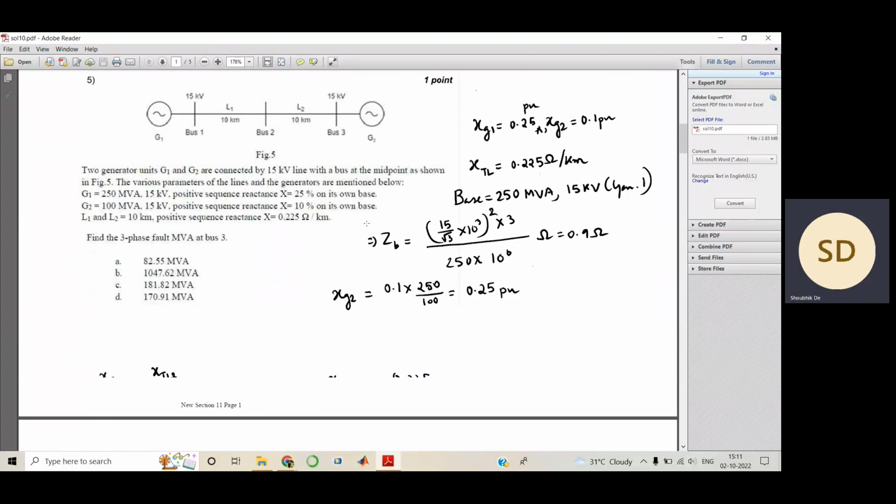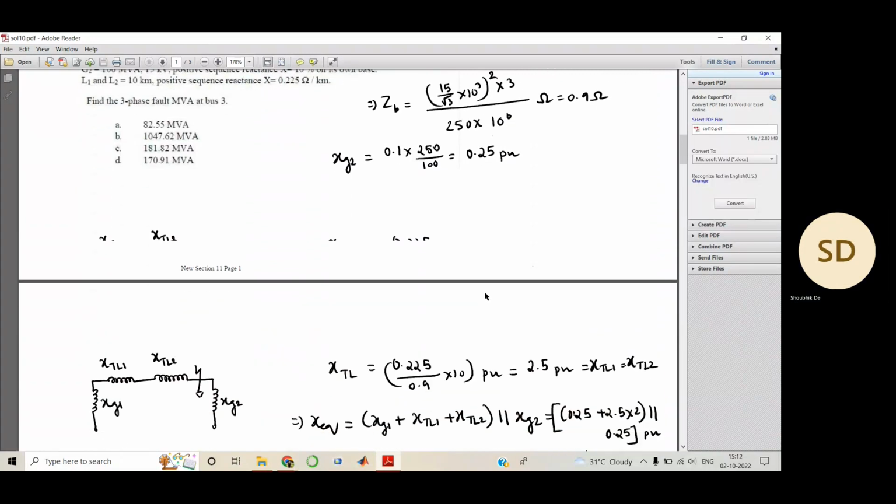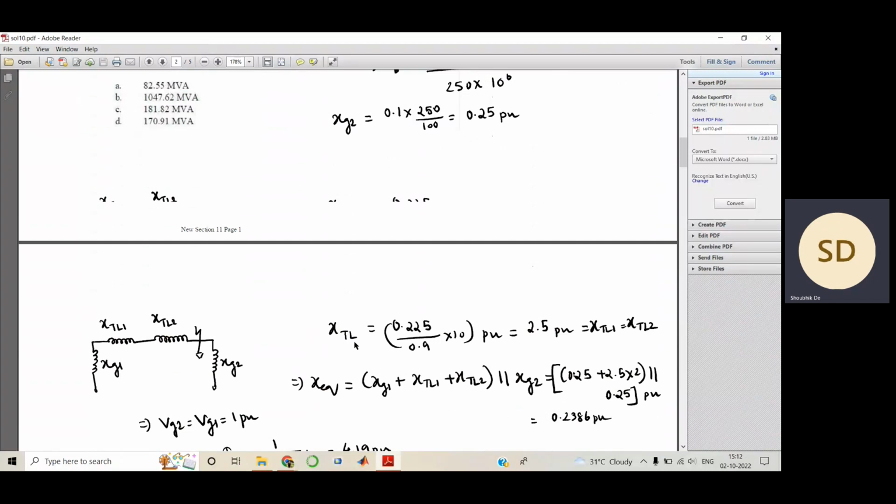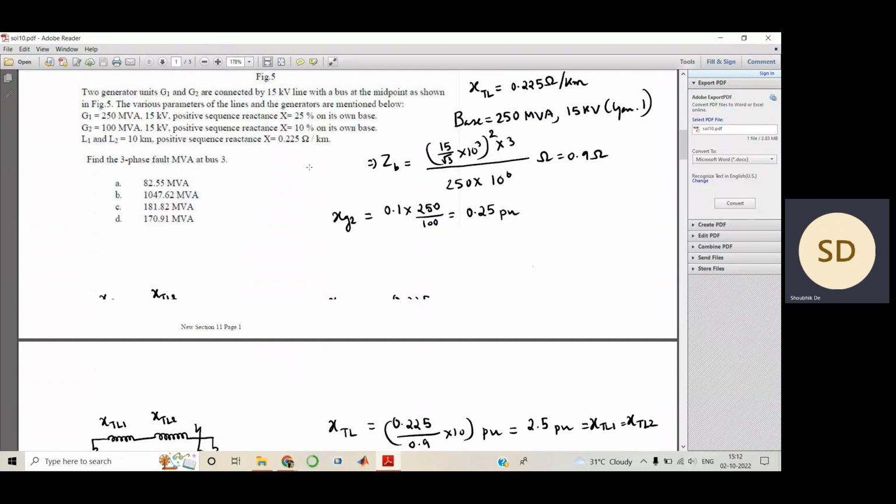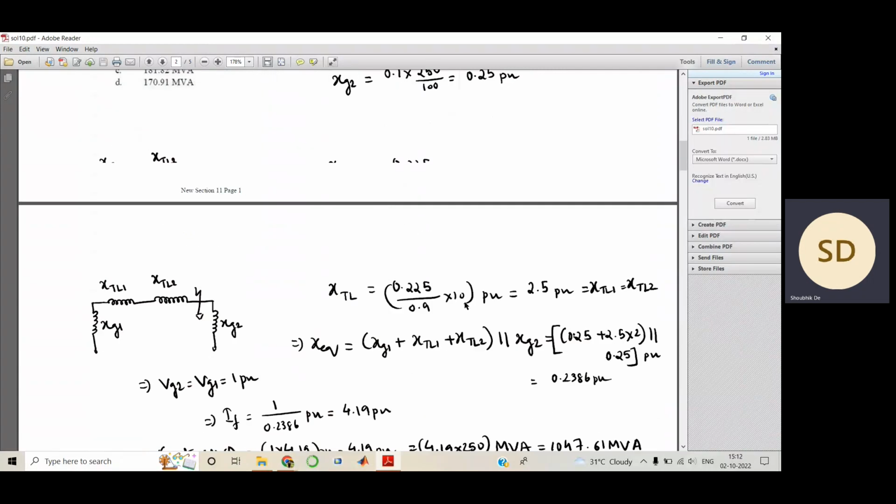And again, XG2 had a different base, so it had to be converted into the base that we assume for the whole system. When we do it, it comes out to be 0.25 per unit. Now your transmission line reactance would be this: 0.225, the reactance in ohm, divided by the base reactance, and this was per kilometer, so you multiply by 10. So it comes out to be 2.5.